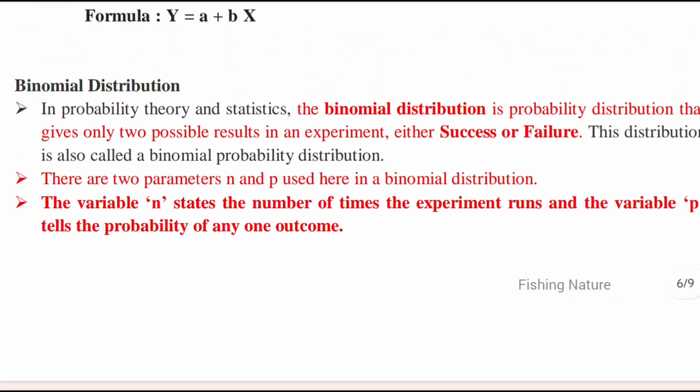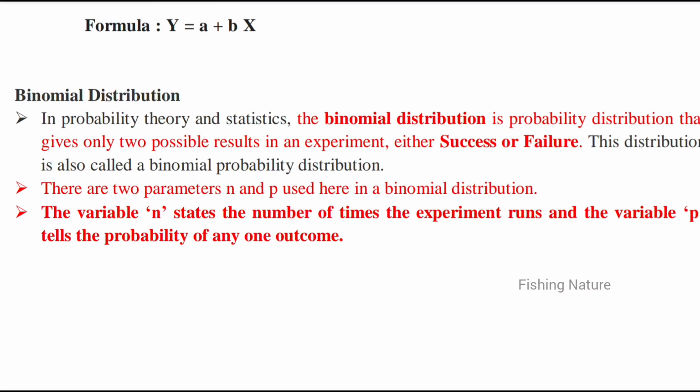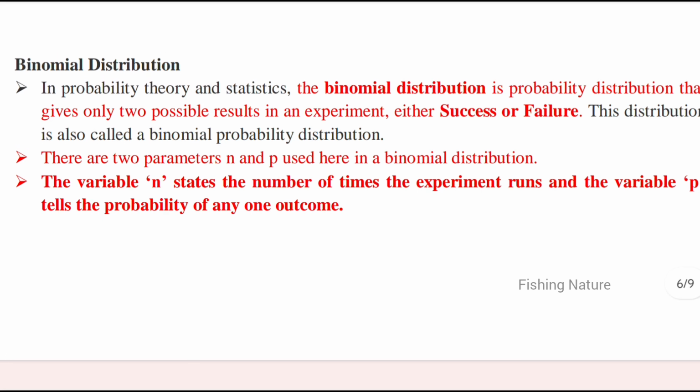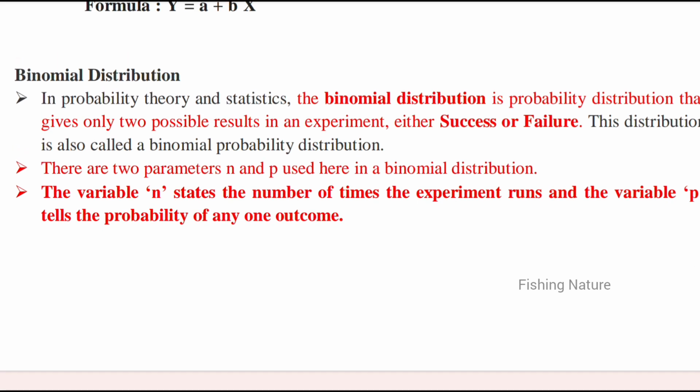It is the values. Next, binomial distribution in probability theory and statistics. The binomial distribution is a probability distribution that gives only two possible results in an experiment, either success or failure. This distribution is known as binomial. Binomial means only two possible results, either success or failure.